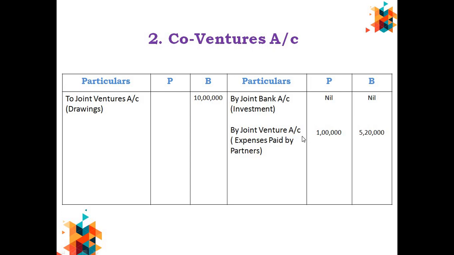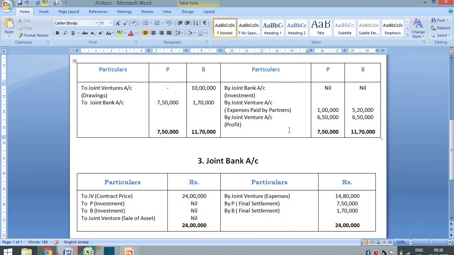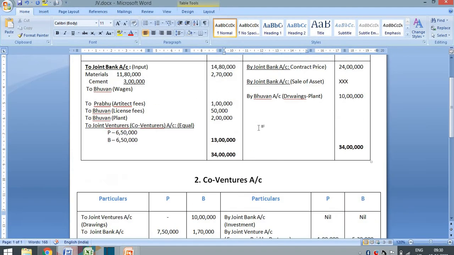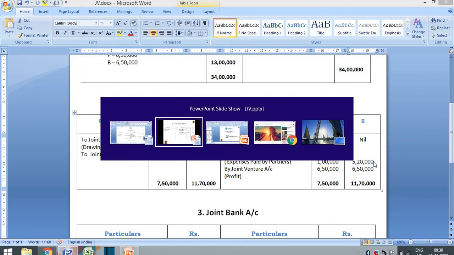Next, by joint venture account, expenses paid individually. If you don't understand where I have taken this 1 lakh and 5 lakh 20, because 5 lakh 20 you did not see in any question, 5 lakh 20 is the individual contribution made by Bhuvan. I have already solved this question in Word format. You can see the individual contribution made by Bhuvan. Bhuvan has spent 52 lakh and one more, wages, that is 1 lakh rupees. Together on the right side I have taken 5 lakh 20,000.